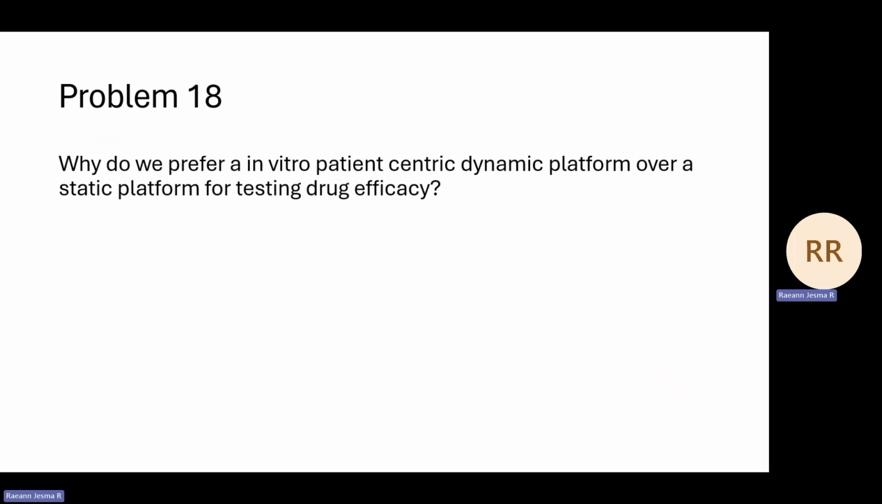Problem 18. Why do we prefer an in vitro patient-centric dynamic platform over a static platform for testing drug efficiency? In a static platform, we do not move the sample or anything. We just keep the sample as such. In the case of a dynamic platform, the sample will be made to move, not exactly as in the patient, but we'll try to simulate the actual human body effect on the sample. Why do we prefer an in vitro patient-centric dynamic platform over a static platform? What are the main reasons for this preference?